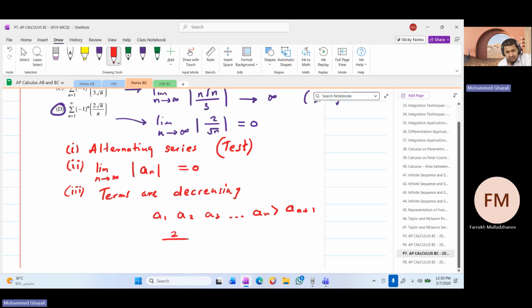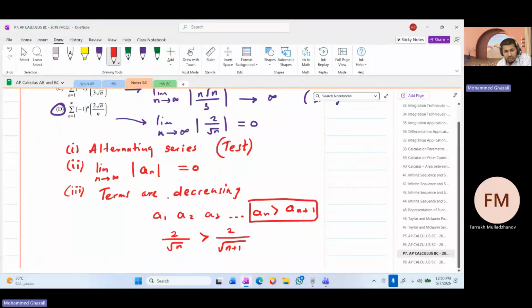2 over root n is clearly greater than 2 over the square root of n plus 1. How will we know that? We can substitute known values of n. If n is 1, then 2 over 1 is 2. And if you substitute n plus 1, 2 over root 2, you can clearly see 2 is greater than 2 over root 2. So this means the terms are decreasing. Are we good?